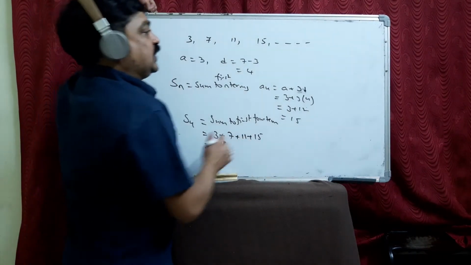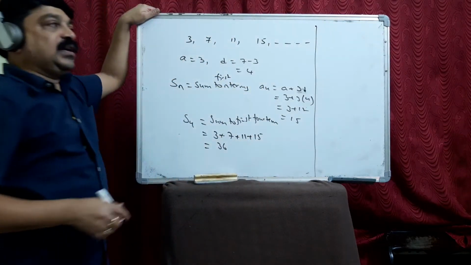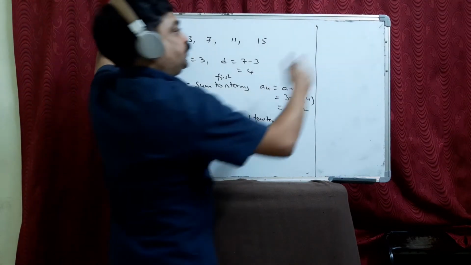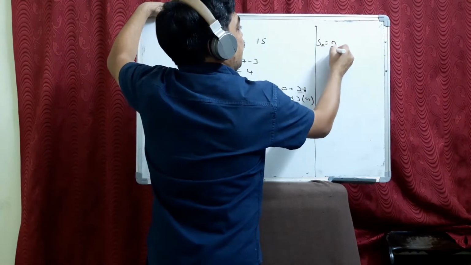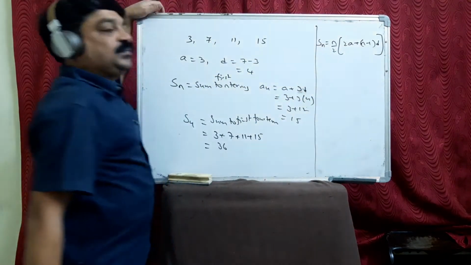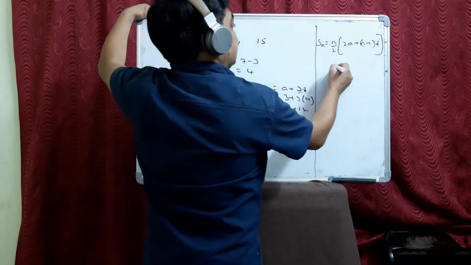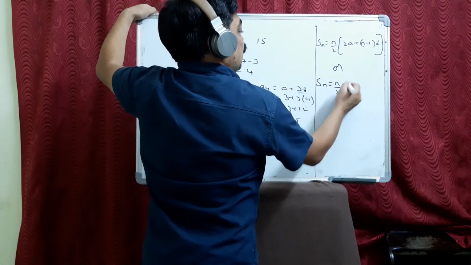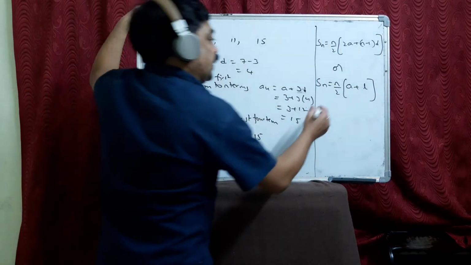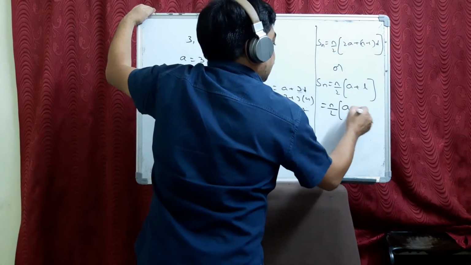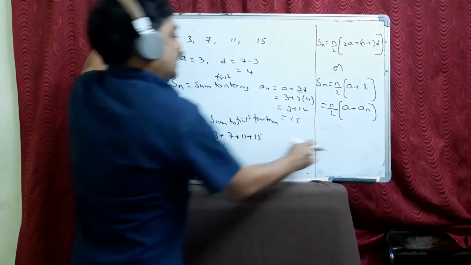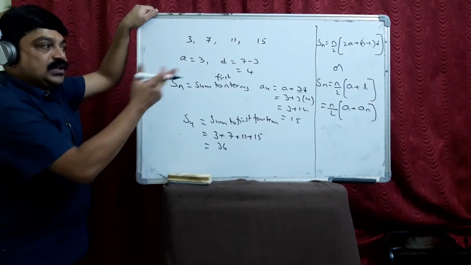Now there is a formula to find the sum to n terms, and let us find it using the formula. The formula is Sn equals n by 2 of 2a plus n minus 1 into d, or one more formula is Sn equals n by 2 of first plus last. The last term can also be denoted as an, so Sn equals n by 2 of a plus an. Now let us find the same thing using the formula.